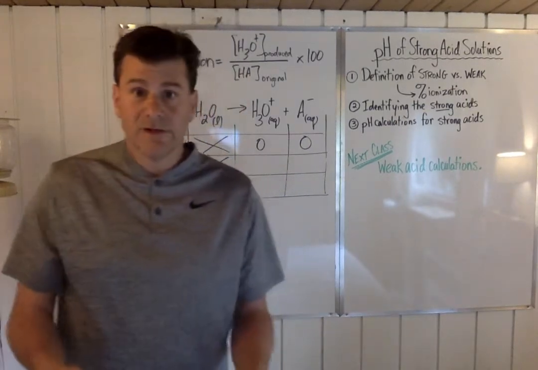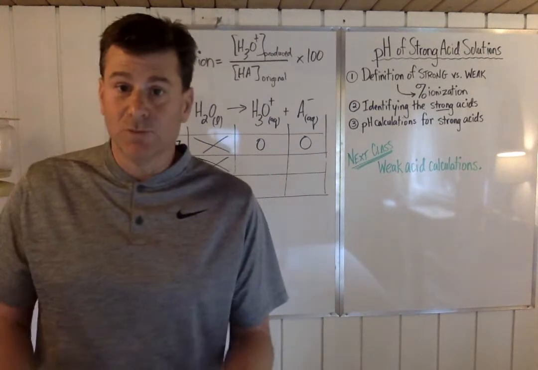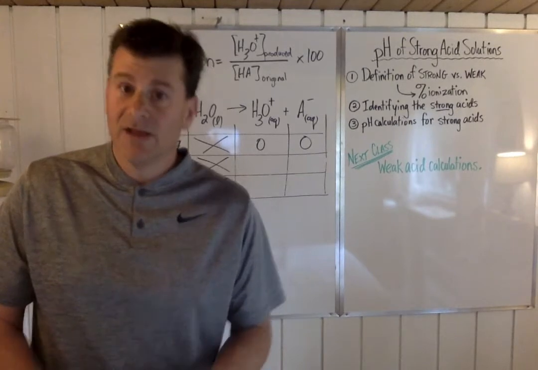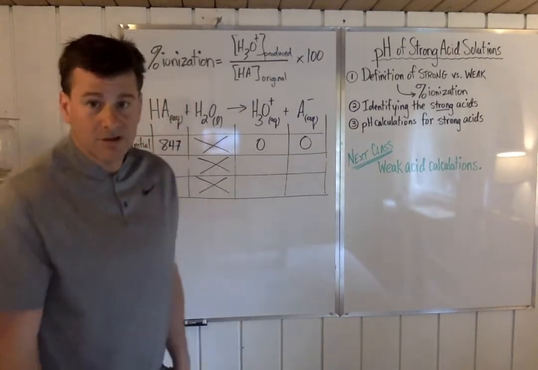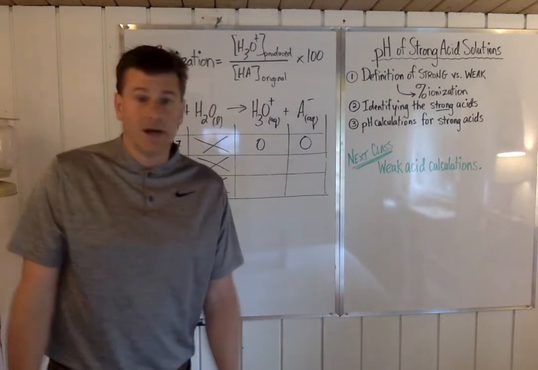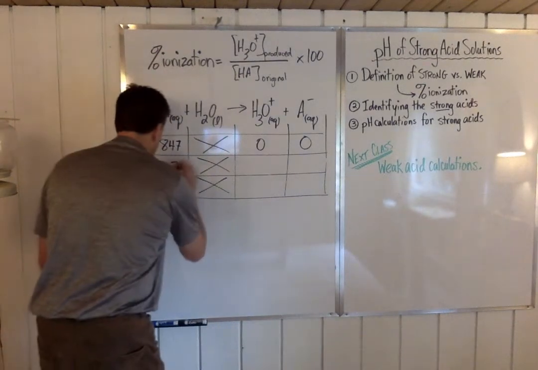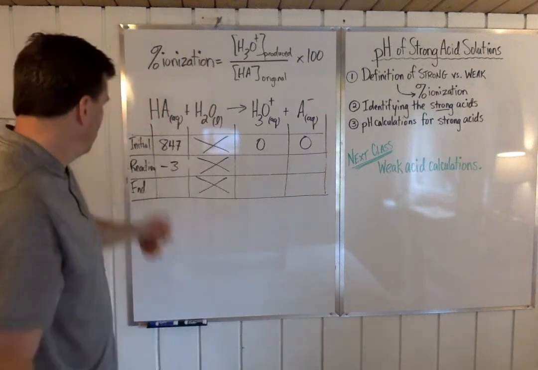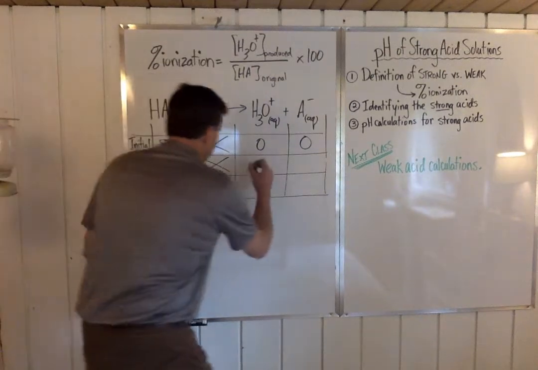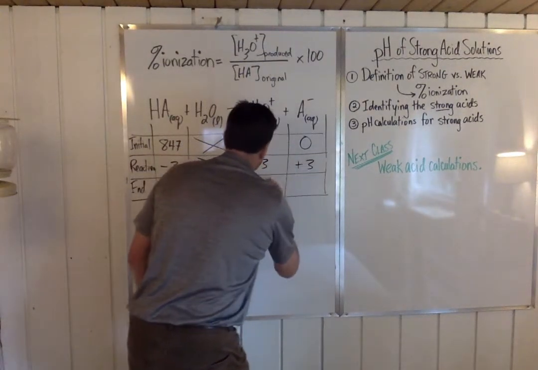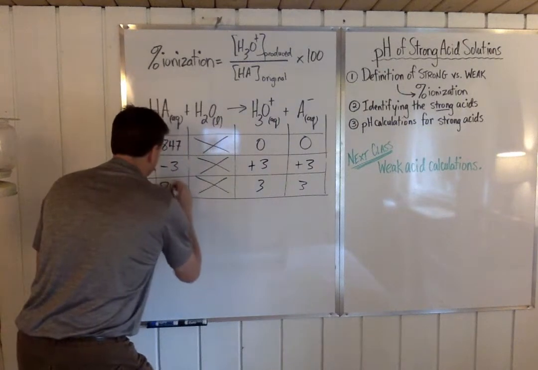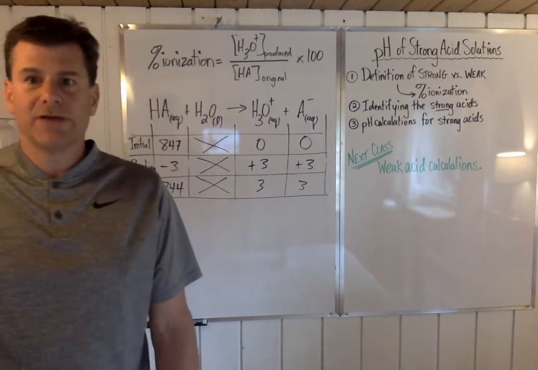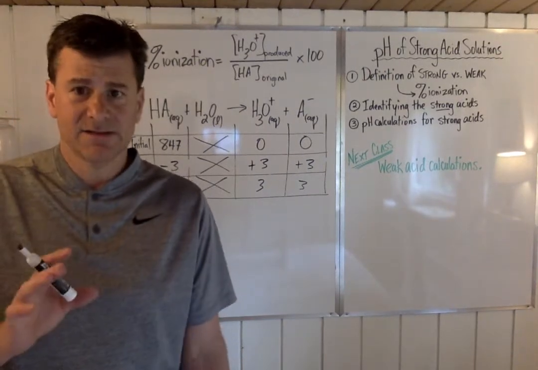Therefore, what if HA happened to be something that didn't want to get rid of its H? It still does, but not super easily. Let's say of the 847, only a small number, 3, wanted to do it. Well, if 3 wanted to do it, then 3 reacted. That means you'd make 3, 3, 844. That is going to give us a percent ionization way less than 100%.